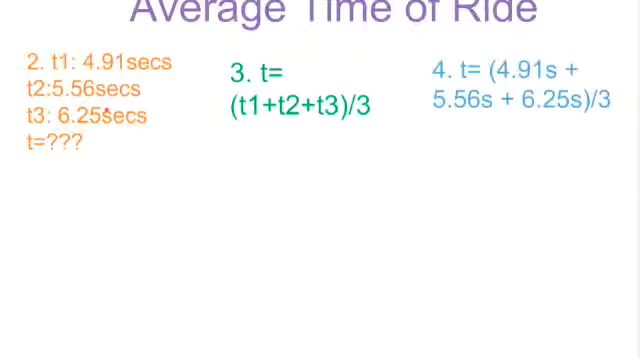Next, I took all the variables. So I had time 1, going down the track, which was 4.91 seconds. Time 2, a little slower, was 5.56 seconds. And time 3 was 6.25 seconds.